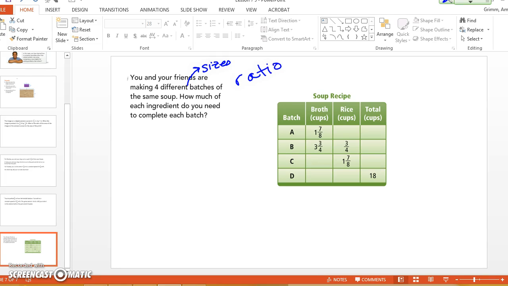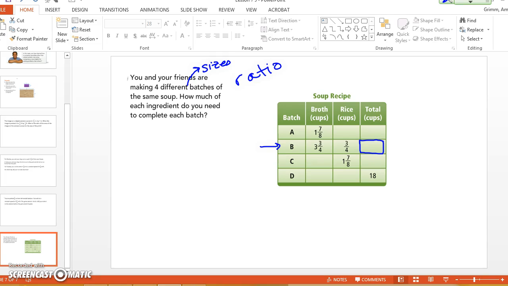So here's where I would start. I would start on letter B so that I can look at the ratio here in a minute. Am I able to find this answer? Yes. How would I find that? By multiplying. I would multiply by 4, because you know what batch A is.